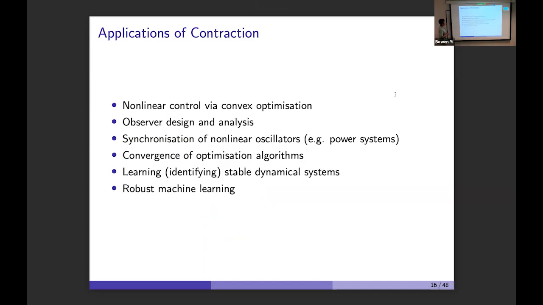Contraction has been employed in many different topics like nonlinear control, convex optimization, and observer design. You can imagine observer design exactly coincides with the contraction definition: we hope the estimate of the state converges to the true state. It is also employed in the synchronization of nonlinear oscillators, for example in power systems, and in the convergence analysis of optimization algorithms. Some people also use it for learning stable dynamical systems and robust machine learning.